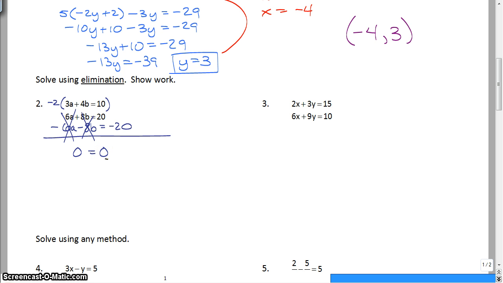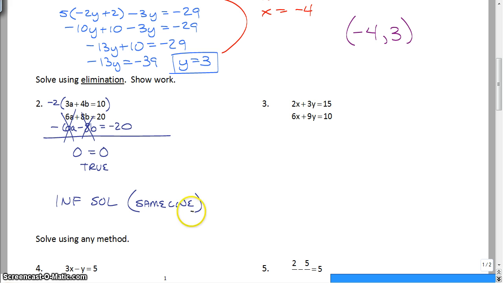So, think back to solving an equation. Whenever your variable disappeared, you had all real numbers. But now we have a system where we have two variables. If you can somehow make both variables disappear, and you are left with a true statement, then we have infinite solutions. Not all real numbers. It's infinite solutions because now we need ordered pairs. And that is because we have the same line.